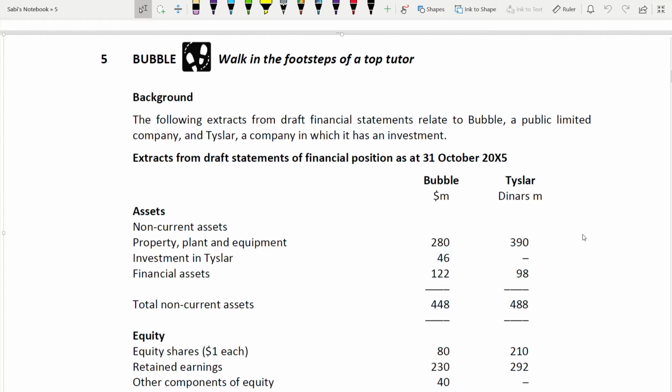So question number 5 again. As you can see, you have been given the group financial statements of Bubble and Tesler. As you can see, they are in different currencies. One is in dollar and one is dinar. This shows that we have a foreign exchange here in this question.